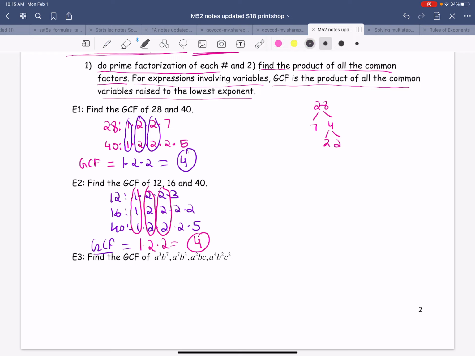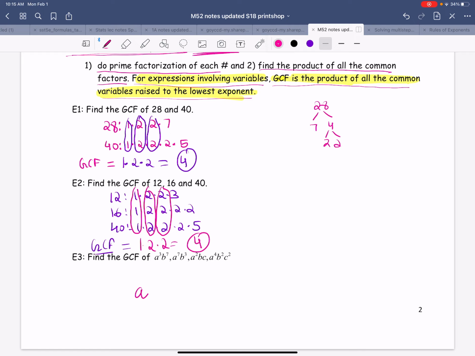Let us focus on what did we say. For expressions involving variables, the GCF is a product of all the common variables raised to the lowest exponent. Common variables raised to the lowest exponent. So what are the common variables here?